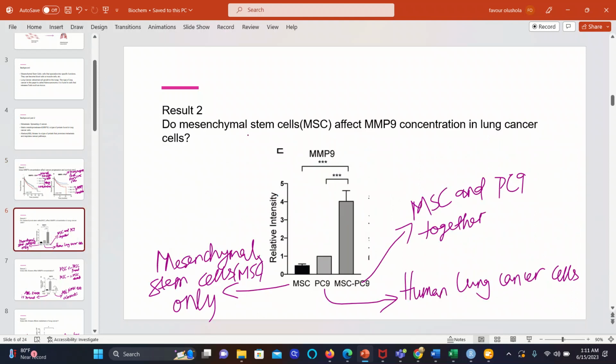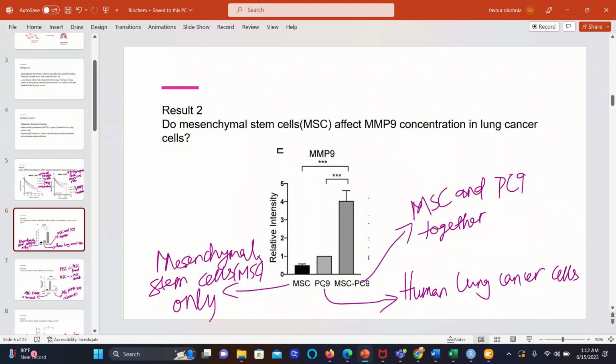So the second experimental question is, do mesenchymal stem cells affect MMP9 concentration in lung cancer cells? And here we have this data figure, and in this first bar you're looking at MSC. So MSC is mesenchymal stem cells, and we're looking at solely the mesenchymal stem cells and the degree to which we see MMP9 concentration. So does it have high or low MMP9 concentration?